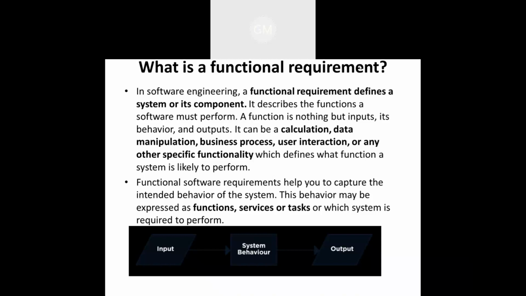But how can we calculate the performance of the system? It will be calculated in terms of that particular software: what input you apply, what the behavior is whenever you apply the particular input, and what the expected output will be. That is nothing but the functional requirement. In functional requirements, mainly it checks the performance, data manipulation, business process, user interaction, or any other specific functionality which we have defined in the system.